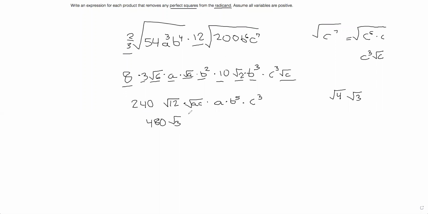So now we have a square root of 3. At this point, we want to combine the 3 and the AC. We want to put them under the same exact radical. So we're going to have the square root of the quantity 3 times a times c. And then everything else is going to be just as it appears. So we're going to have a times b to the 5th times c to the 3rd. And then we can't do anything else with this. We are completely done with this one. Let's do one more.